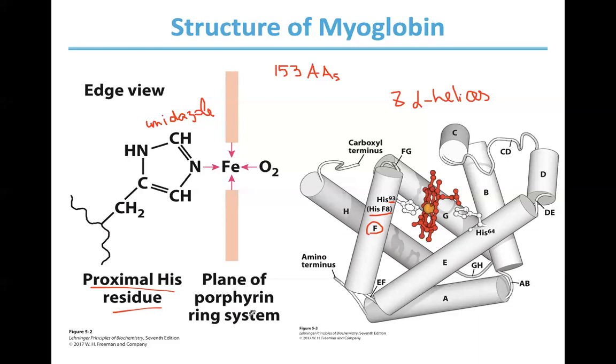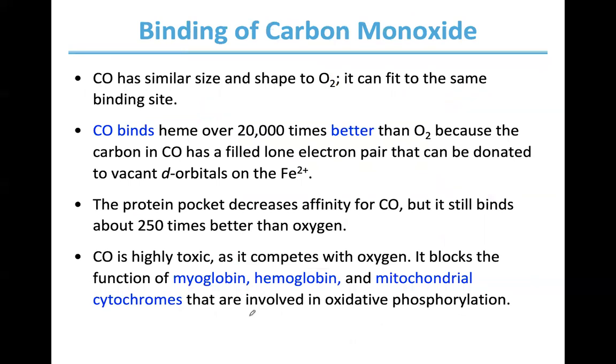All right, let's move on. So there is a bad guy that can actually be a source of poisoning. It has been investigated. So the porphyrin ring system, it turns out that oxygen is not the best ligand for it. There is carbon monoxide, which is an even better ligand for it.